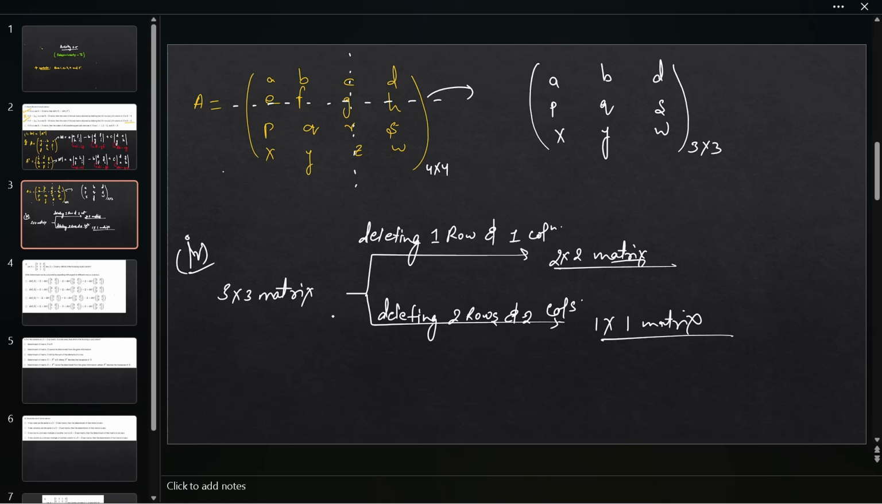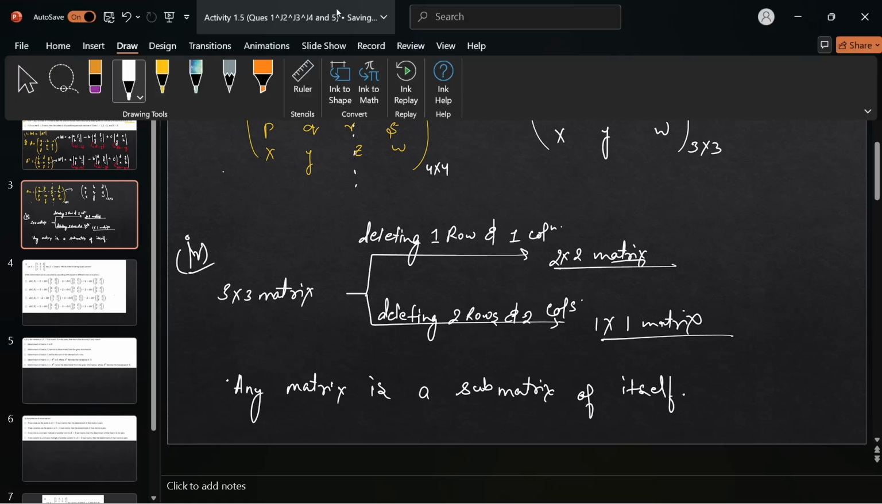So a 3 cross 3 matrix can also have a submatrix of order 1 cross 1. And then what about a 3 cross 3 matrix? We know that any matrix is a submatrix of itself. By that logic, we can say that yes, a 3 cross 3 matrix is also a submatrix of a 3 cross 3 matrix. Thus, a 3 cross 3 matrix is also a submatrix of a 3 cross 3 matrix.